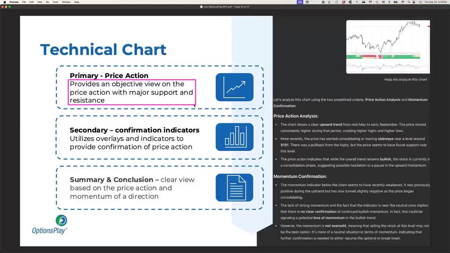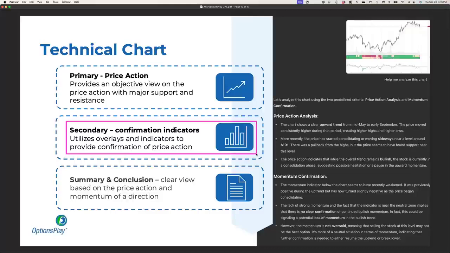Is the stock trending higher? Is it trending lower? Is it consolidating sideways? What is it doing? That is always going to be first and foremost, and that's going to form your primary directional view. And anything else on your screen, whether that's an indicator or an overlay like a moving average, those are only going to be used as confirmation.